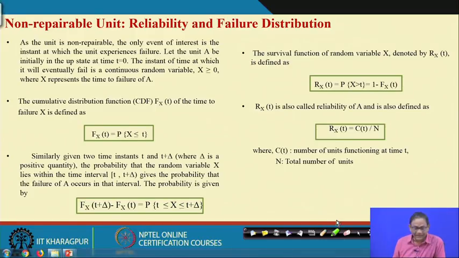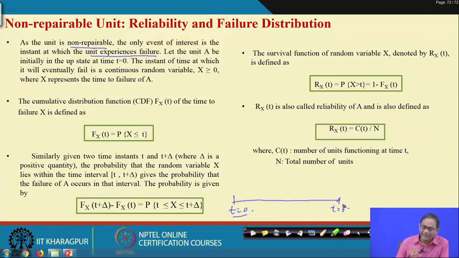What we are discussing here is that as the unit is non-repairable, the only event of interest is the instant at which the unit experiences failure. I said to you, I have time t equal to 0, the unit is started and operating, and at t equal to t, suppose it fails. So, what is our interest? Interest is that when it fails, that means at t equal to t it fails, how long the component worked. So, it is t time, this total length of work is t.